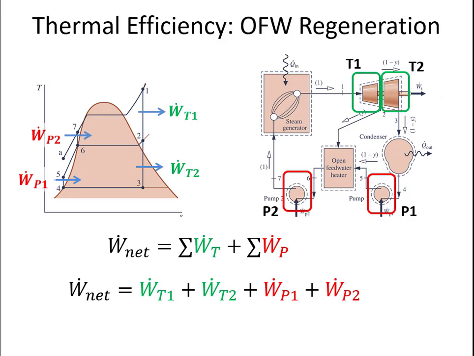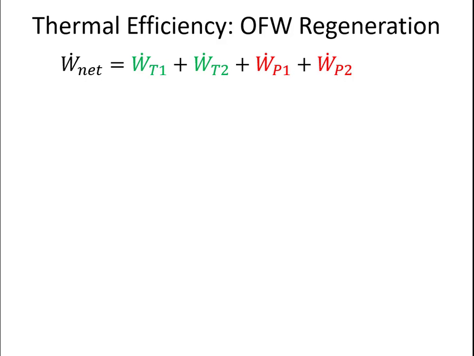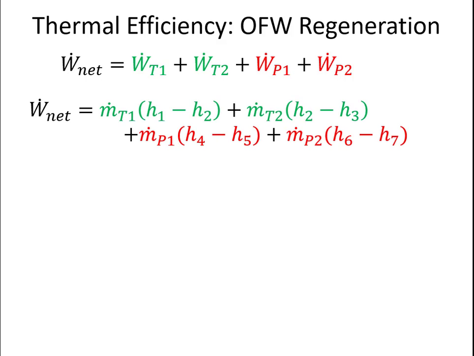So I have 4 different components that I have to do the first law on. But all of these components have the same assumptions in my first law, and they tell me that the power for each component is m dot times h in minus h out. I add these all together, and I let the first law worry about the sign, so the turbine powers will be positive, and the pump powers will be negative.